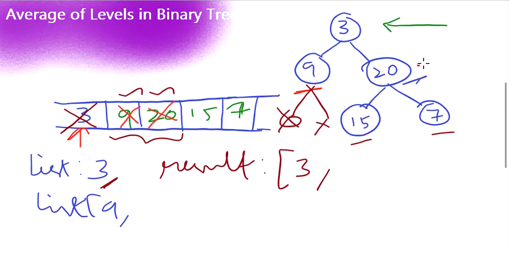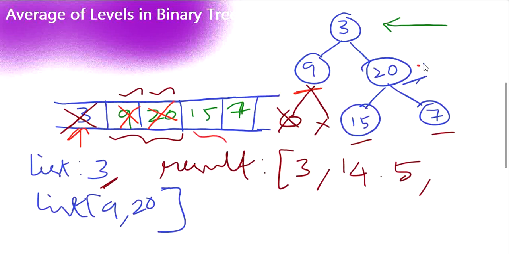Once we are removing 20, we have to add 20 to the list and calculate our average and add it to our result. So 29 by 2 is going to be 14.5. So we are adding it to our result. So finally we are moving to our third pass.